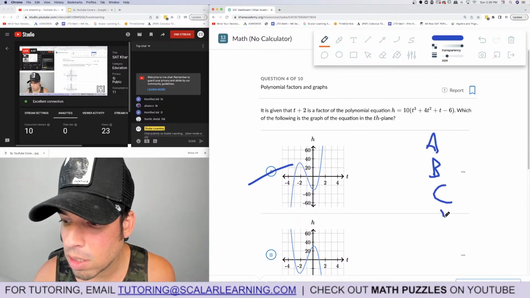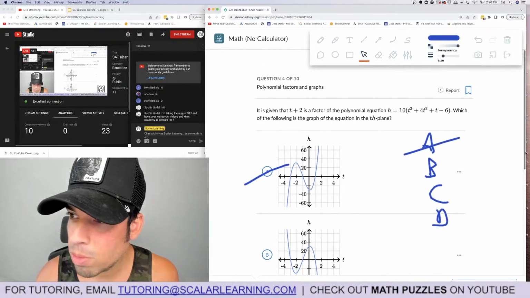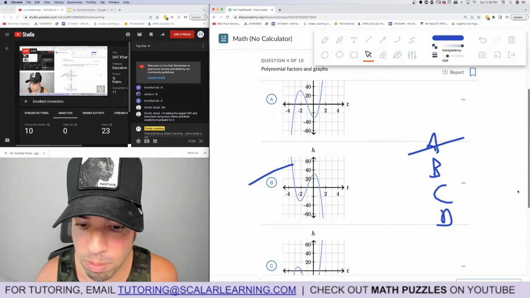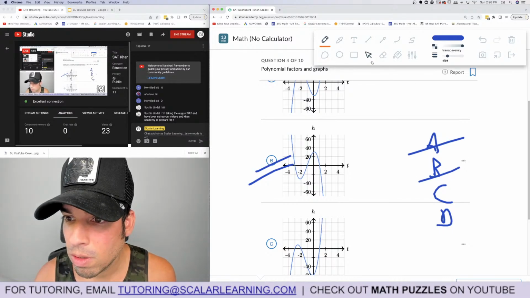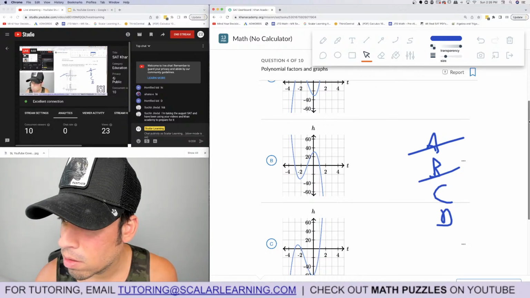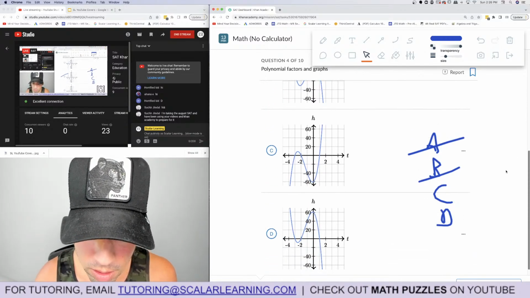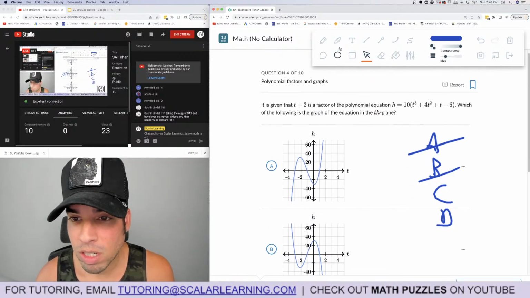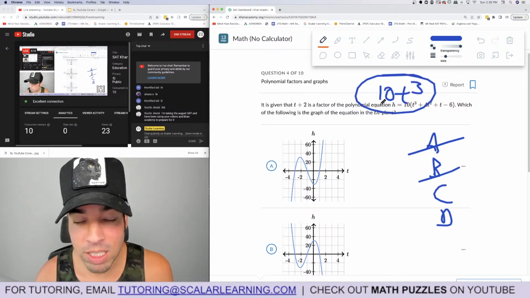A, B, C, D. So A is out because when I scroll down, it's going to move off of it. Let's see here. B is out because, again, negative 2 is not a zero. Let's cross it off here. And then let's see. C is in, D is in, and then what was the other thing? And then it's a positive, so it's going to be 10t cubed when we distribute that.